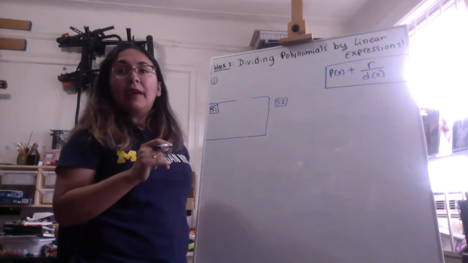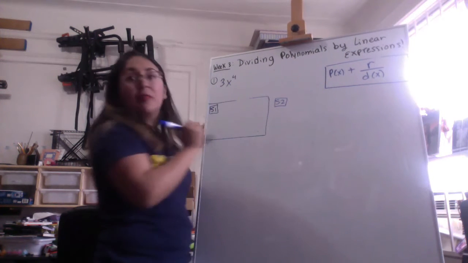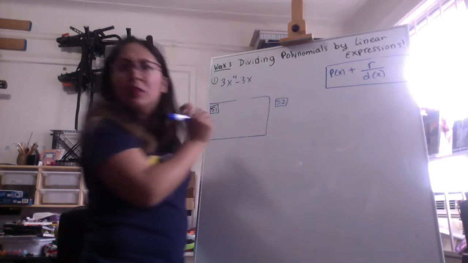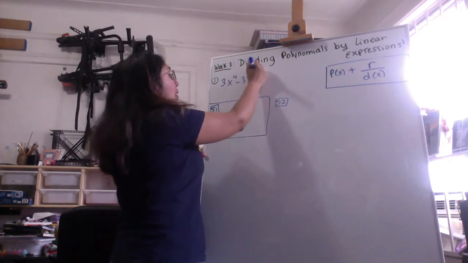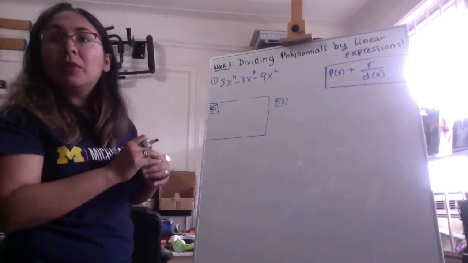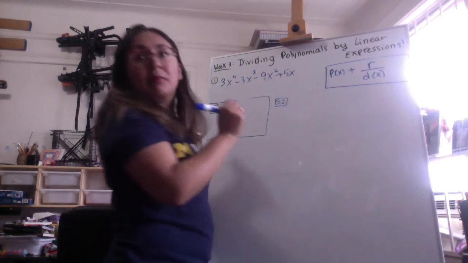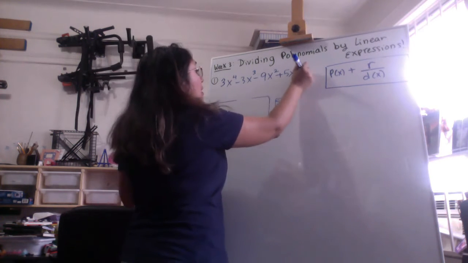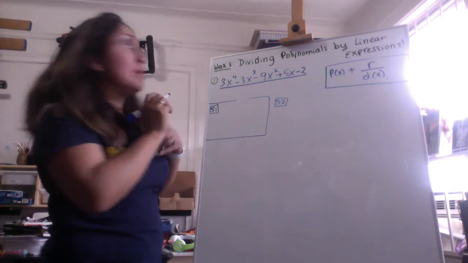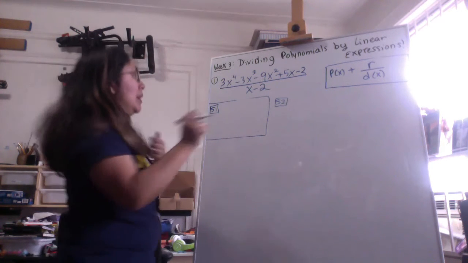So we have here, let me write it down, 3x to the 4th power minus 3x to the 3rd power minus 9x to the 2nd power. Oops, a lot of minuses, plus 5x and minus 2. And we are going to divide that expression by x minus 2 in this case, not x plus 2. It could be any number, but let's just do it that way. Okay?